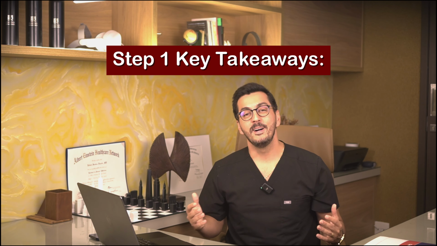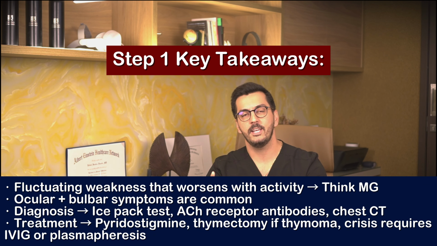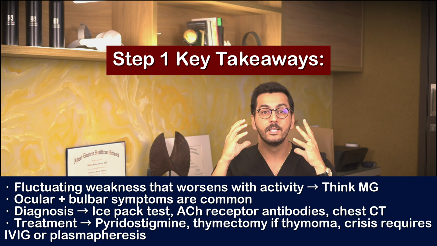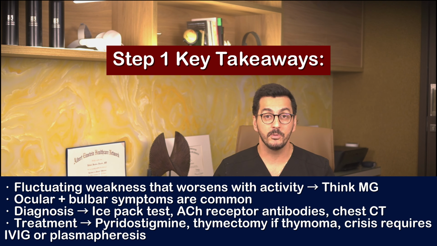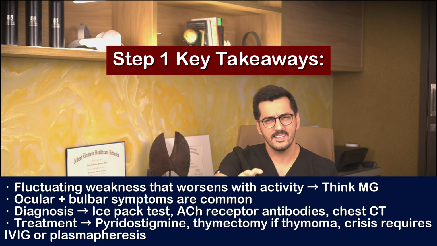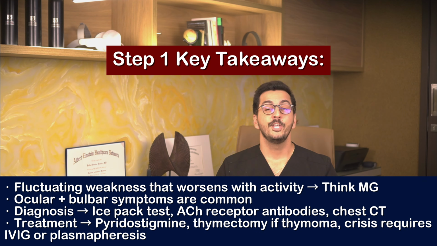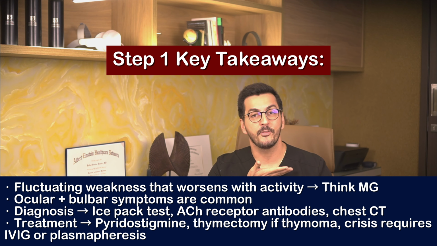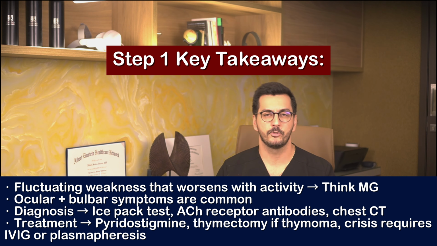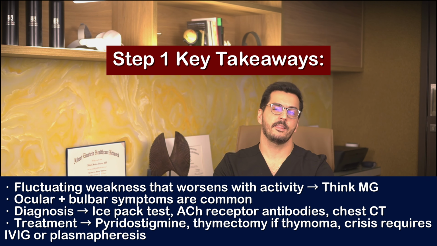Okay? So the Step 1 key takeaway for you guys: fluctuating weakness that worsens with activity, think about myasthenia gravis. Ocular plus bulbar symptoms are very common and classic. To diagnose, you can use the ice pack test, mostly in your exams, but in real life, you're going to use acetylcholine receptor antibodies. You have to do the chest x-ray looking for thymoma, and the treatment is going to be done with anticholinesterase inhibitors, for example, pyridostigmine. Thymectomy if the patient has a thymoma.